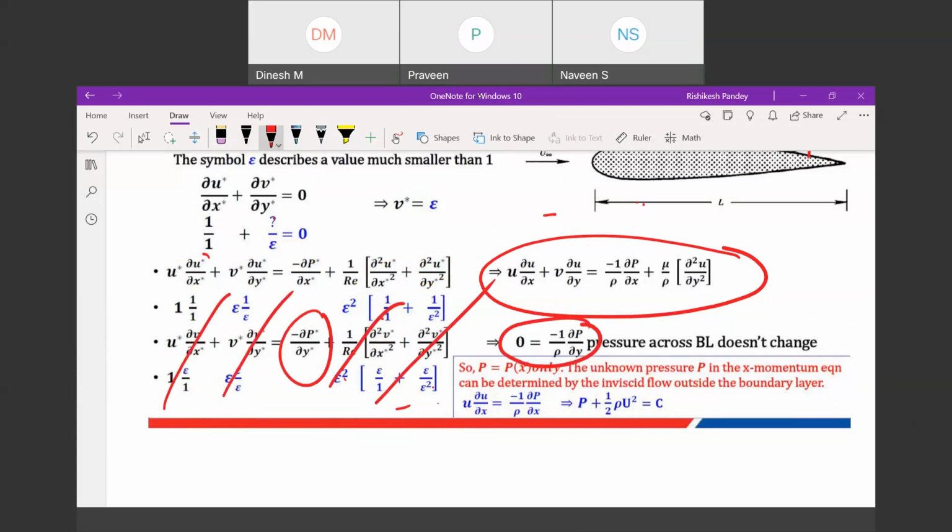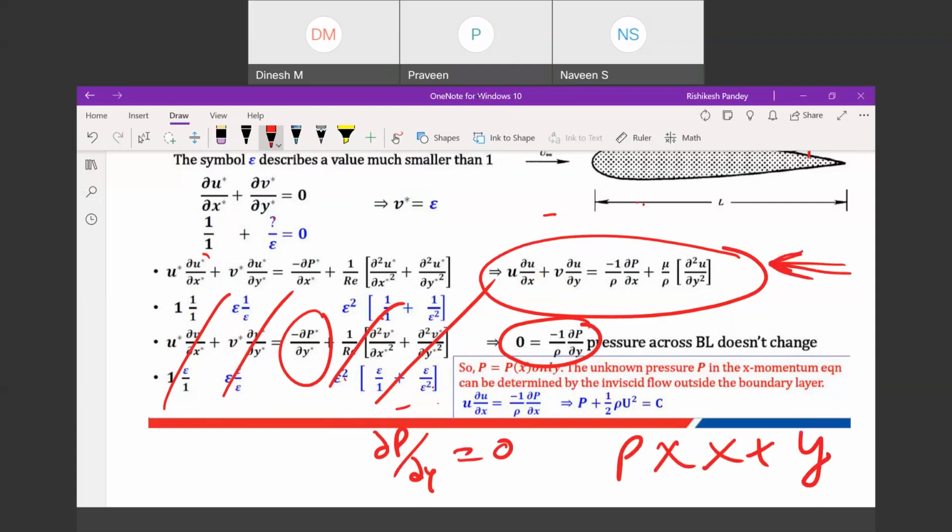What is it telling you? Dou p by dou y equals 0 means the pressure is not varying in y direction. So this is the final equation for flow over a flat plate.